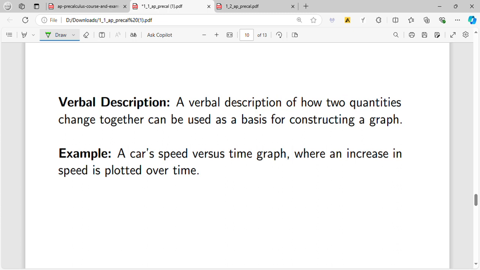So similarly, we can form a verbal description of two quantities. For example, if we have a speed versus time graph, we can verbally say whether the car speed is increasing or decreasing based on the graph.